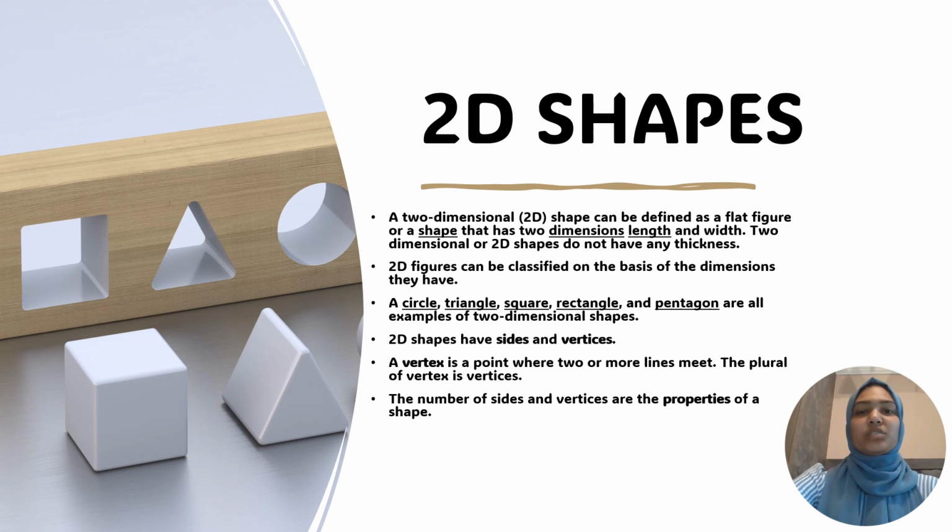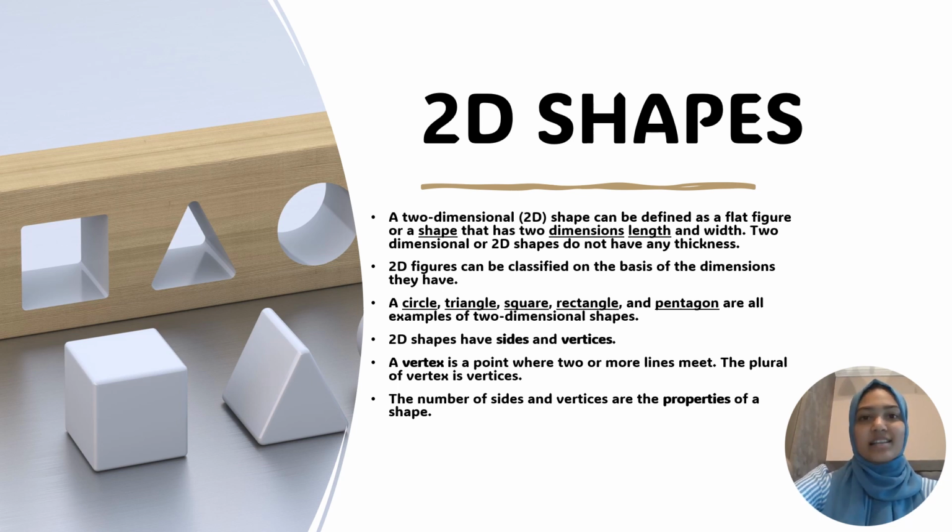When we speak about 2D shapes, they are two-dimensional. They can be defined as a flat figure or a shape that has two dimensions, your length and your width. The two-dimensional or 2D shapes do not have any thickness. Your 2D figures can be classified on the basis of the dimensions they have. A circle, triangle, rectangle, and pentagon are all examples of 2D shapes.